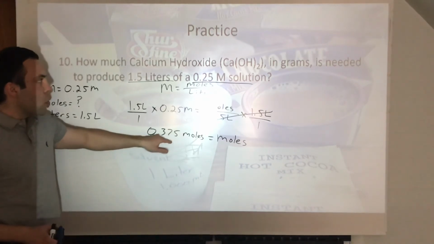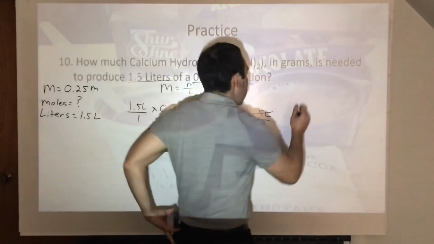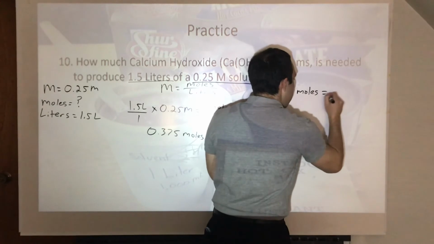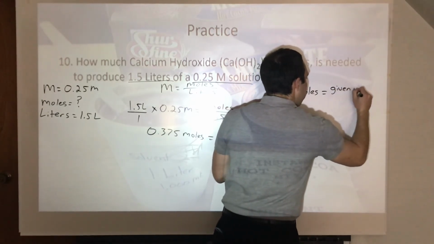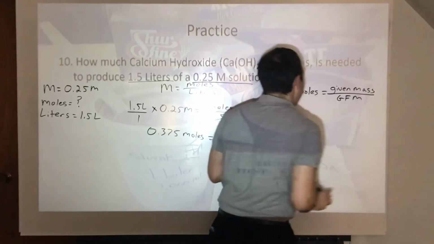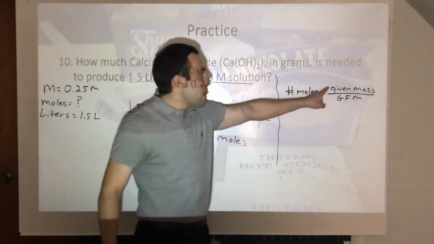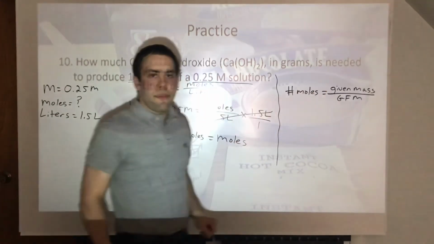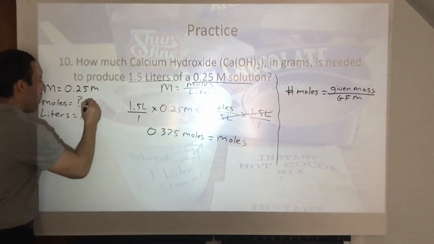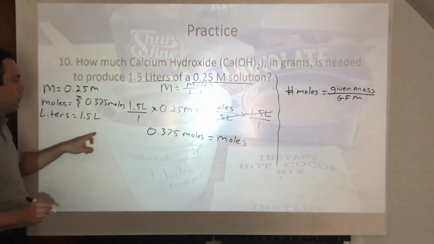Now that we have moles, we need to find the number of grams. We write down the mole formula. Number of moles equals given mass over gram formula mass, or GFM. We have the number of moles. We're going to try to find the given mass, so we need the GFM. We could add moles over here, 0.375 moles. It's no longer an unknown.